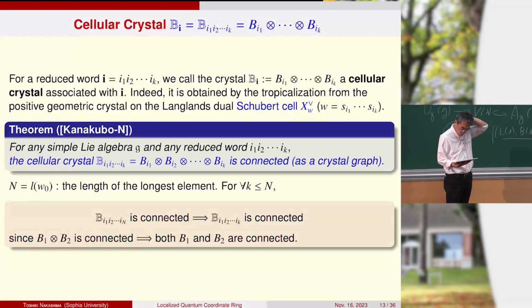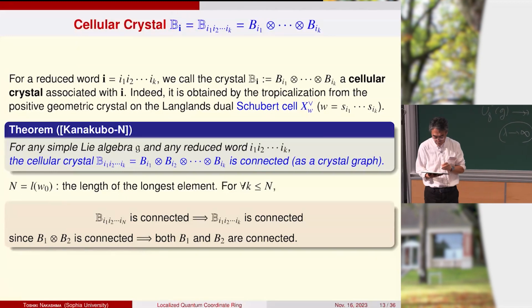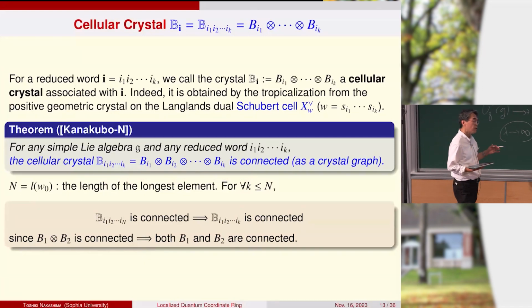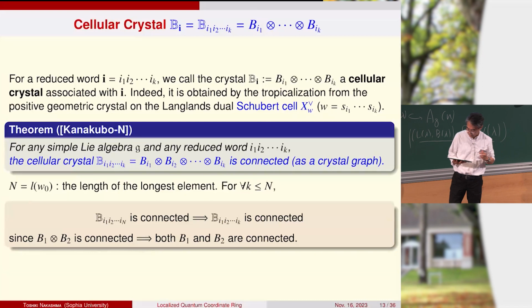And we have shown that if we take bold I as a reduced expression, this crystal is connected. Connected means as a crystal graph, a connected graph.